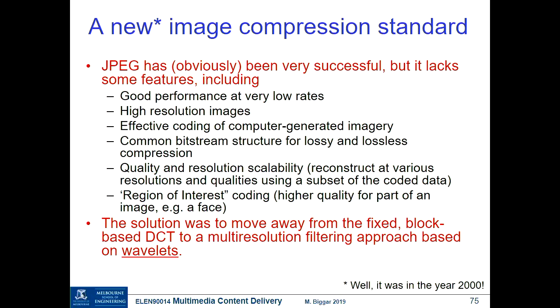And in the same vein, it wasn't really possible to obtain a scalable representation, in the sense that depending on how many bits you save, you get an increasingly higher quality of reproduction. So the JPEG committee, back in the late 1990s, I guess, decided to come up with an alternative, which became JPEG 2000, and they moved away from the fixed block-based DCT to a multi-resolution filtering approach based on wavelets.